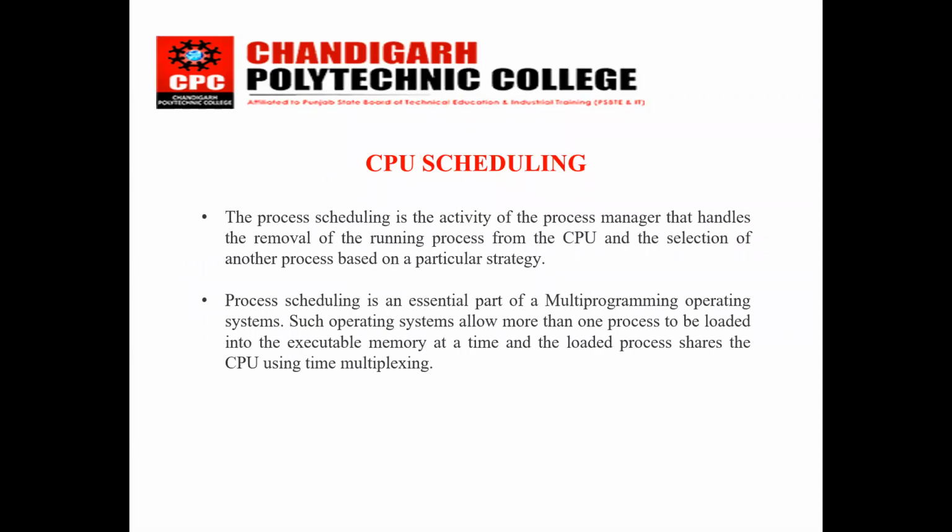So first of all, what is CPU scheduling? Process scheduling is the activity of the processor manager that handles the removal of running processes from the CPU and the selection of another process based on a particular strategy. Every process running on the system needs input, output and other system resources in addition to processing. So a processor waits for the completion of input-output activities for a particular process and then starts its processing.